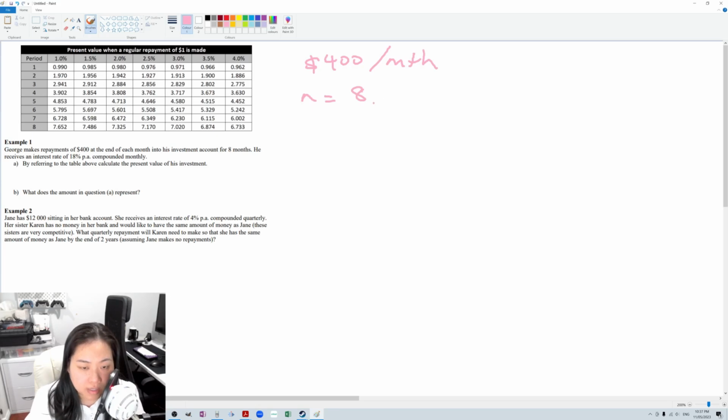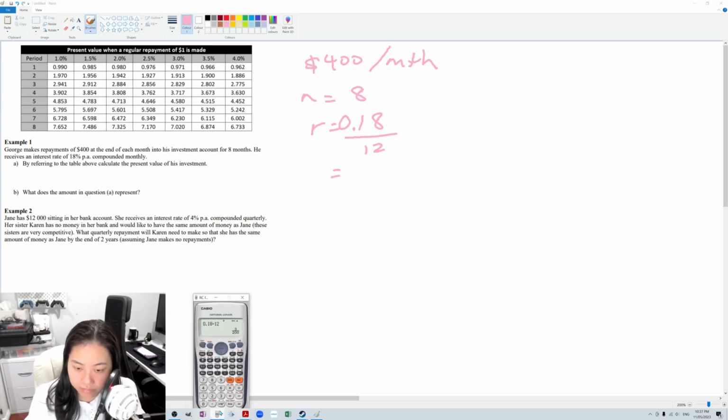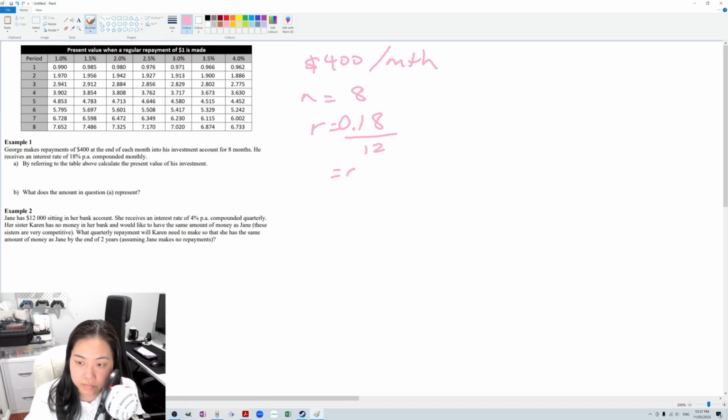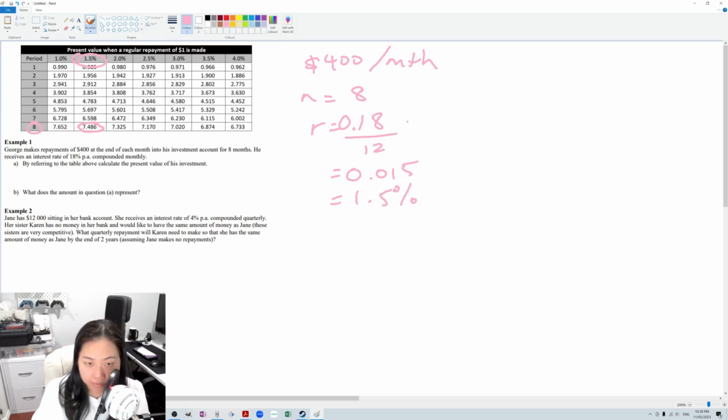The interest rate is 18% per annum, 0.18, but we have to divide it by 12 because it's each month. 0.015, this is 1.5%. Okay, where is that in this table? So we have 1.5%. We have a period of 8. So we are actually looking at this factor here. This number is 7.486.